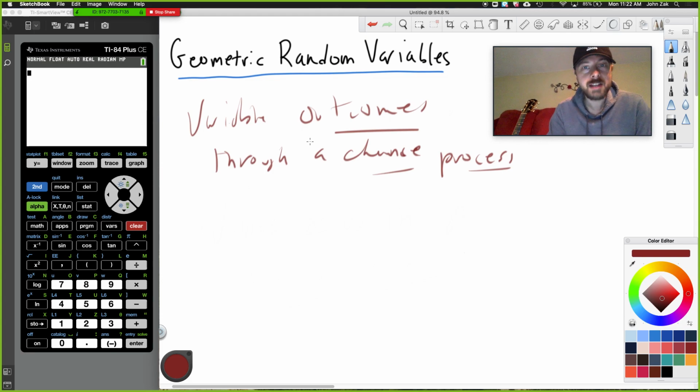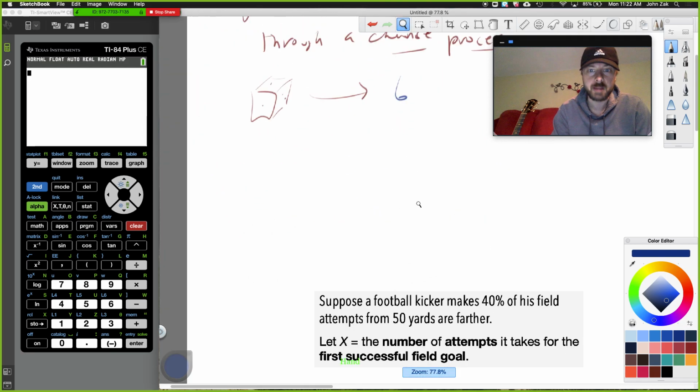For example, if you roll a die and you observe the number on the die, that outcome would be some value that occurs through a chance process. If you got a 6, there was some probability that determined that. Geometric random variables are along these lines, and they're going to be kind of similar to binomials. But let's start with an example to help us get them.